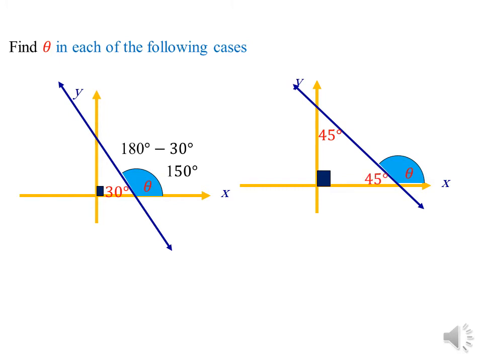One of them equals 45. To find the other, it will be 180 minus 45. Finally, it will be 135. If you need to find the slope, it will be tan 135.